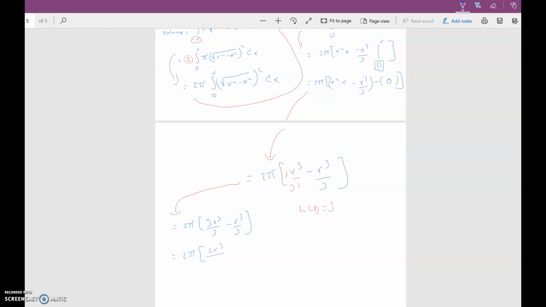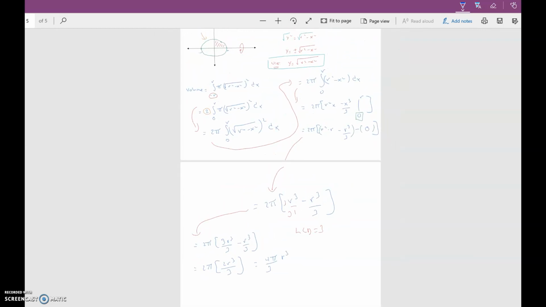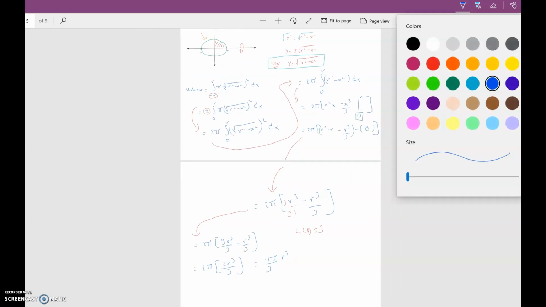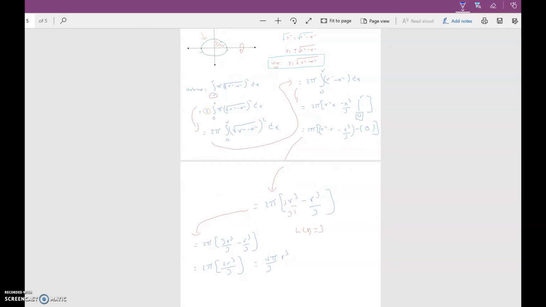Which is 4/3 of pi r to the third, which is technically the volume of a sphere. So the total volume is equal to 4/3 pi r to the third units to the third power.